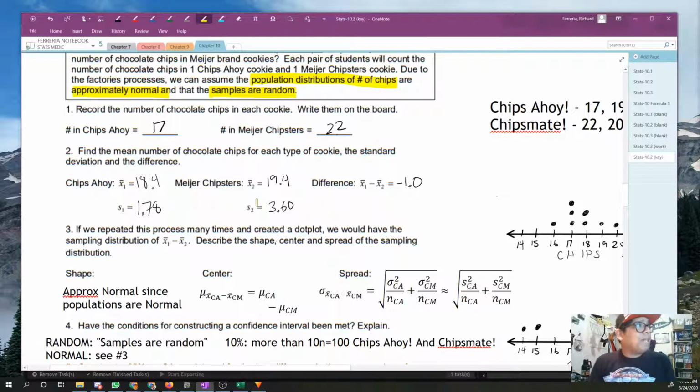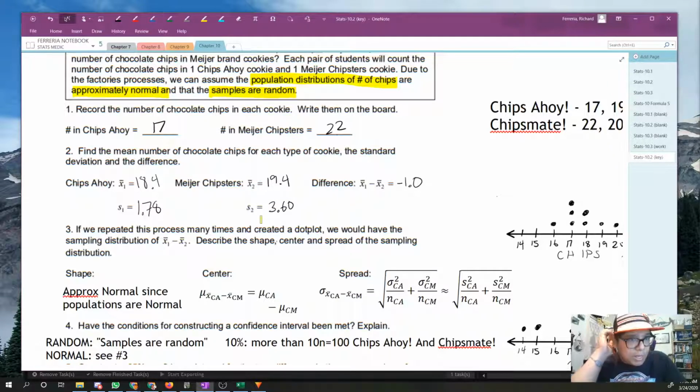Next, let's find the mean numbers. I took those Chips Ahoy and Chipsmate data, stuck them in my calculator, and came up with an x bar for Chips Ahoy of 18.4 with a standard deviation of 1.78. And then I did the same thing for Chipsmate, and I got 19.4 with a standard deviation of 3.6. You can tell the difference in chips between Chips Ahoy and Chipsmate was -1.